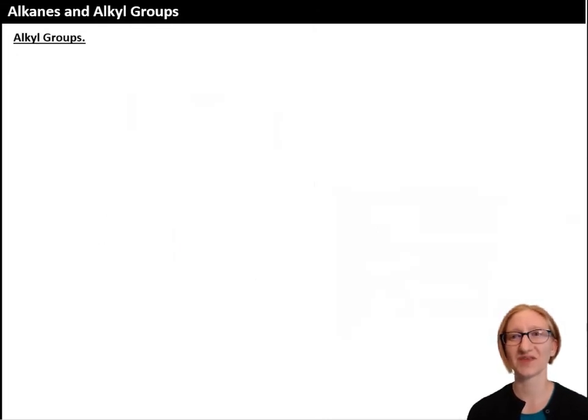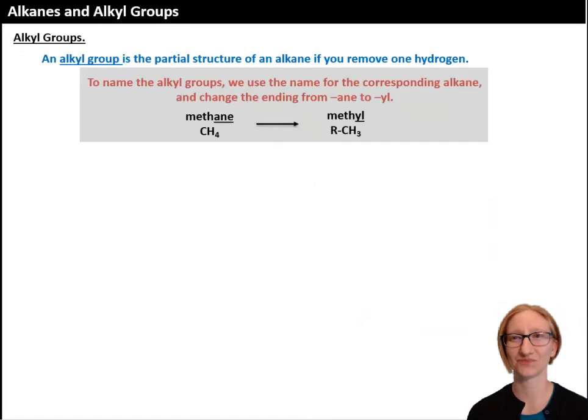Okay, now let's talk about the alkyl group itself. The alkyl group is the smaller organic fragment that's attached to the longer chain, or the alkane. Formally, we define these as partial structures of an alkane if we remove 1 hydrogen. So what that means is that if we have an alkane like methane, CH4, and remove 1 hydrogen, we're left with an alkyl group, or in this case, a methyl group, a CH3. And we use the -yl ending to indicate that we have a fragment, an alkyl group.